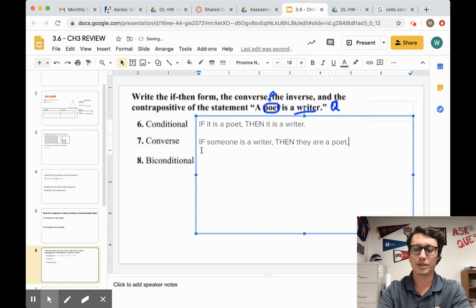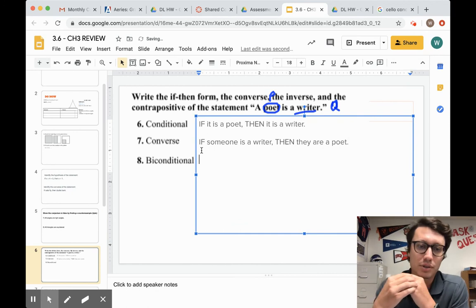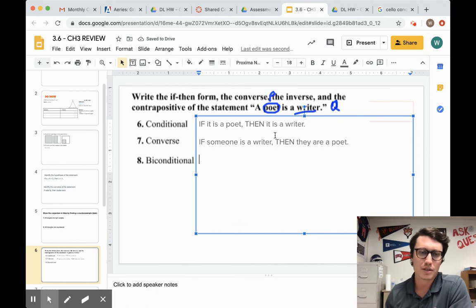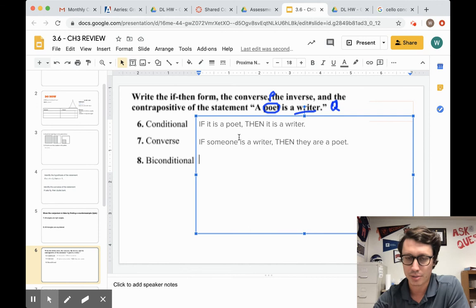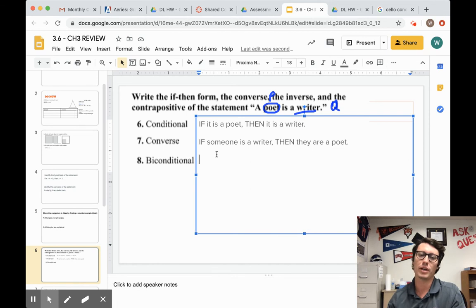Now think about the truth of these two sentences. The first sentence I would say is true. If you're a poet, it could be argued that you're a writer. However, the second one I would say is not true. If someone is a writer, then they are a poet? Not necessarily. You could be a writer of short stories. You could be a children's writer. So the second one is false.